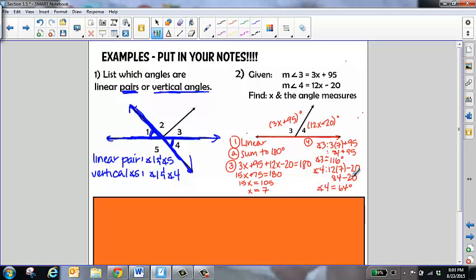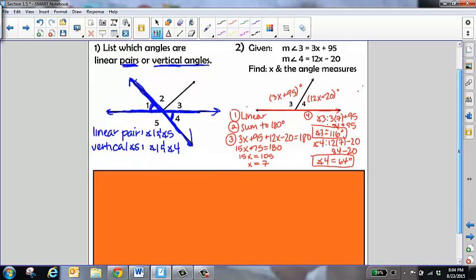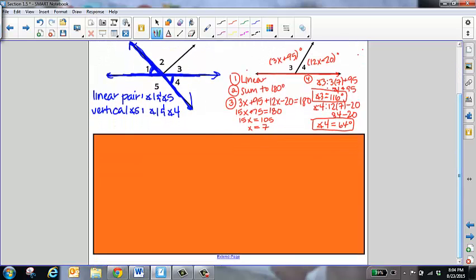And you can check to see if you did your math right, because the measure of angle 3 and the measure of angle 4 should add up to 180 since this is a linear pair. Okay? All right, last example, and remember you can pause at any time.